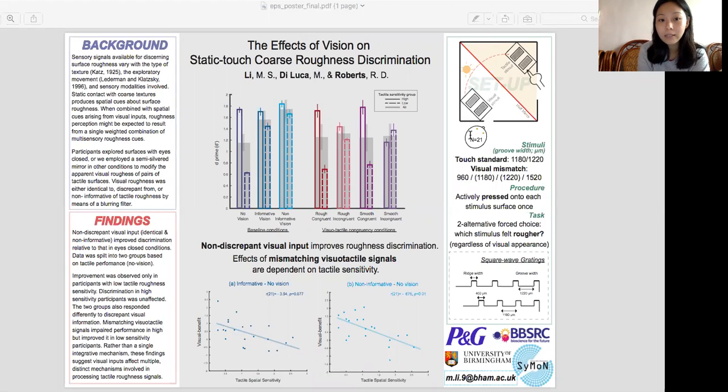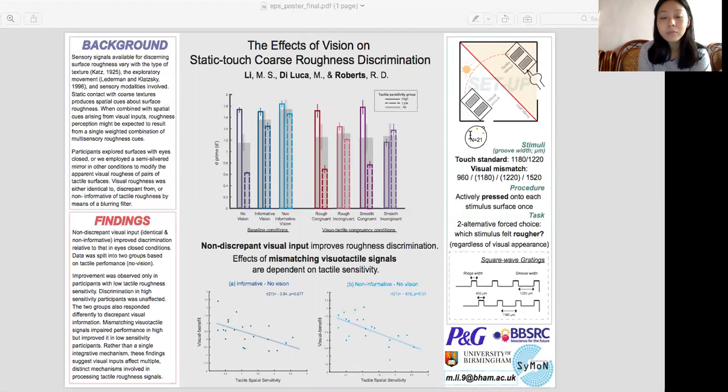This pair of gratings had a 40 microns difference, producing about 75% correct performance in pilot testing. In baseline conditions shown on the left side of the bar graph, roughness was judged with the eyes closed or open. In eyes open conditions, the visual details about a grating spatial period were either visible or occluded by a blurring plastic filter.